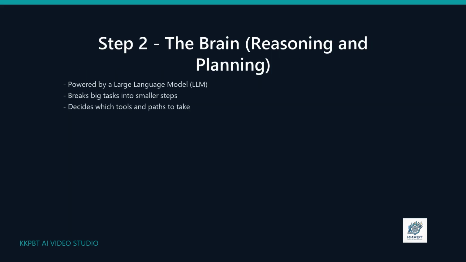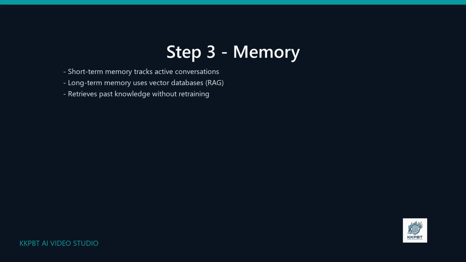Step 2 is the brain, which handles reasoning and planning. The core of this brain is a large language model, or LLM. When the brain receives input, it breaks the big goal down into smaller, manageable steps. It thinks about what needs to happen first, what to do next, and which tools to pick to get the job done right.